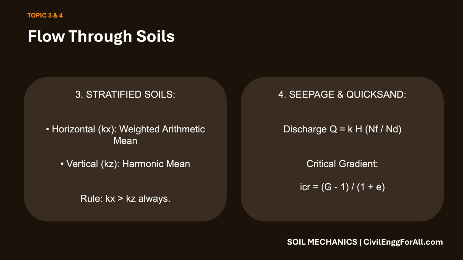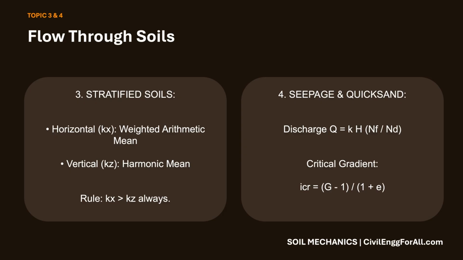Topic number 3 and 4. Permeability and seepage. GATE loves asking about stratified soils. If flow is horizontal, parallel to the layers, the average permeability, Kx, is the weighted arithmetic mean. If flow is vertical, perpendicular to the layers, the average permeability, Kz, is the harmonic mean. Rule of thumb: horizontal permeability is always greater than vertical permeability.